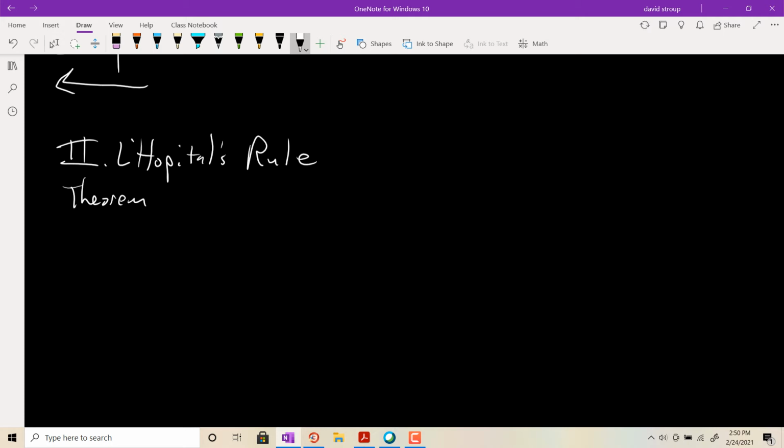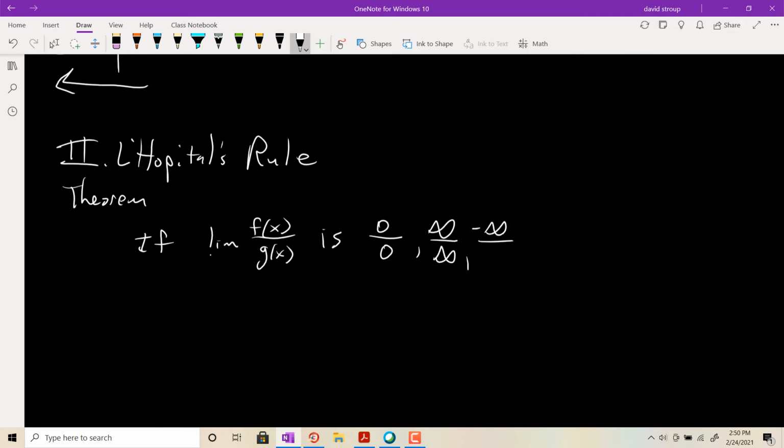It's just a theorem. Basically, it says if you're taking the limit of two functions, and it doesn't have to be like a polynomial over polynomial, just in general, two functions, and you investigate it, and it turns out it's 0 over 0, or it's some variation of infinity over infinity, right? If it's any of those forms, then you can go ahead and take the derivative.